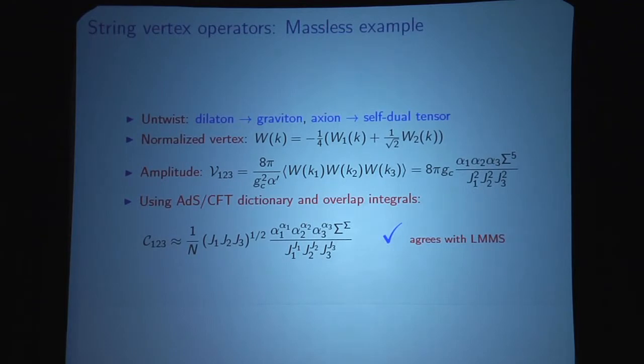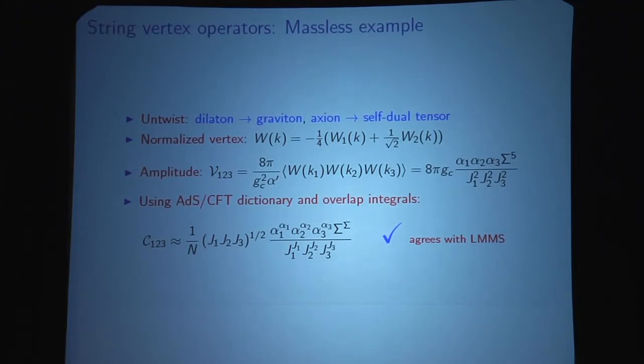To get the chiral primary, we have to untwist. Untwisting changes the dilaton into a graviton. It changes the axion into a self-dual tensor. And then we can find a normalized vertex. This is in terms of the Neveu-Schwarz vertex here, and this is the Ramond-Ramond vertex here. We plug it into this formula.